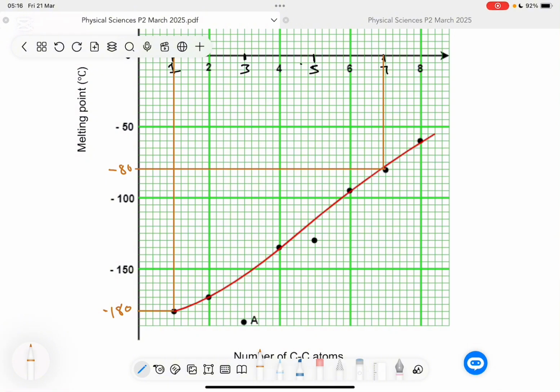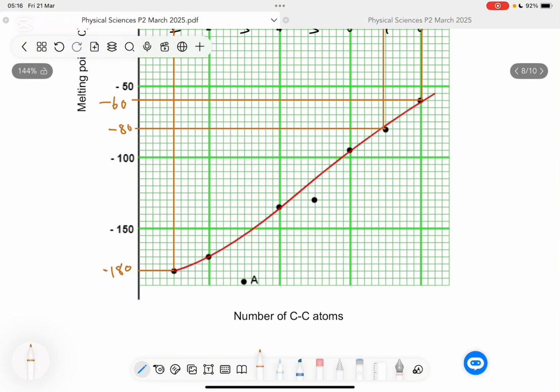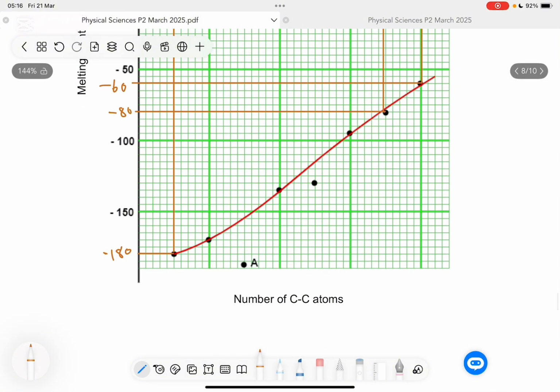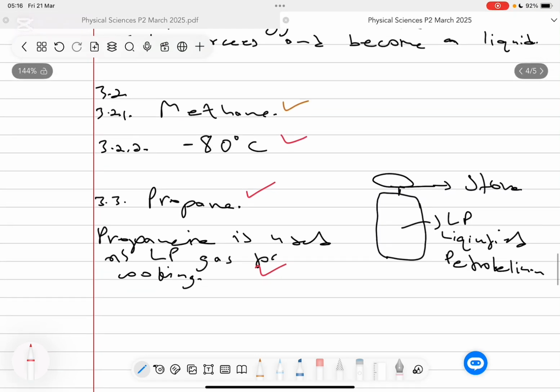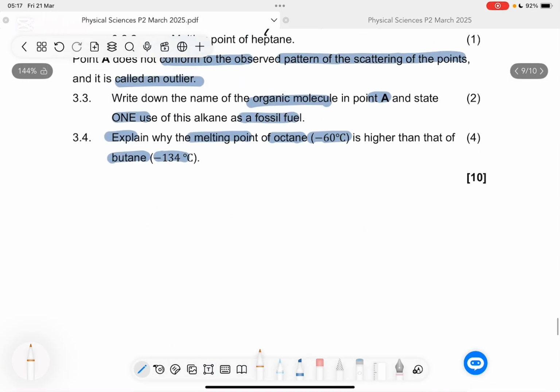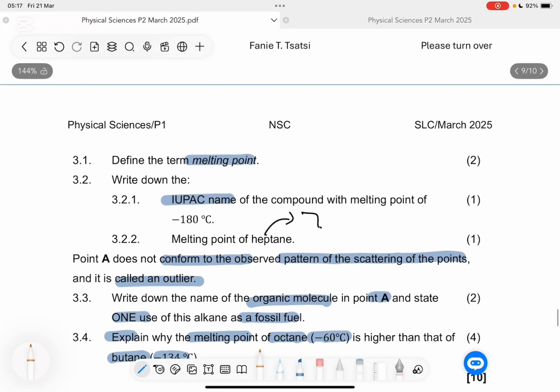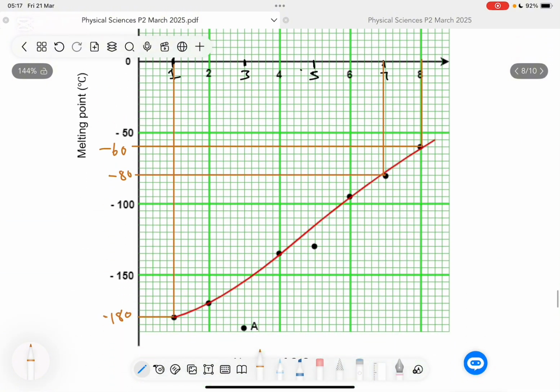Let me do this properly. Our octane would be at this point here, and with us saying here that it gives us a temperature of negative 60 degrees, I can see that, it's just 5560. We also have butane, which is 134.